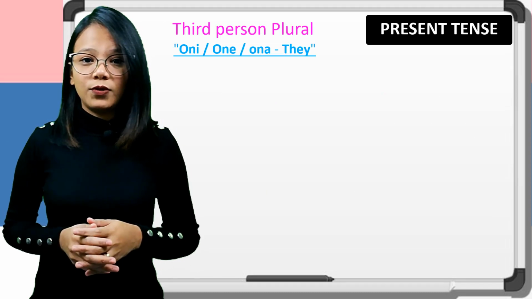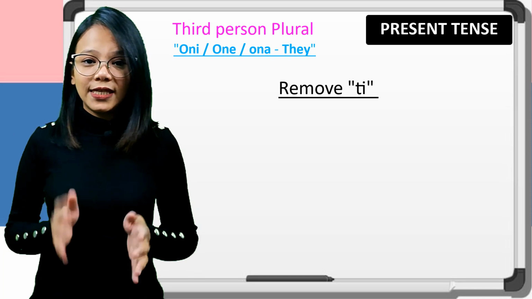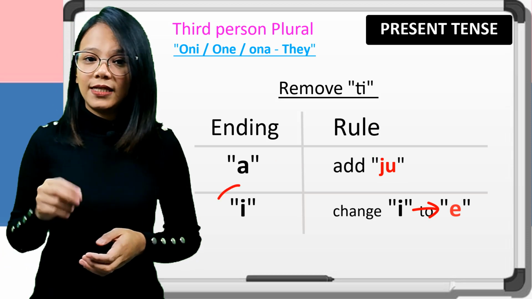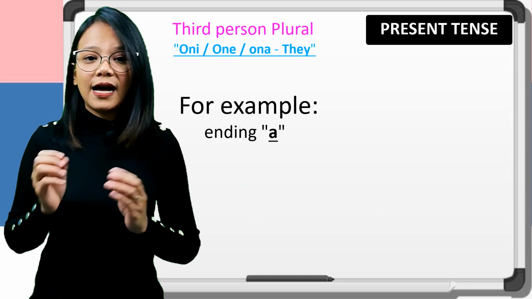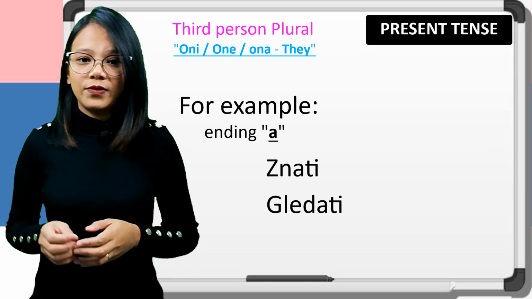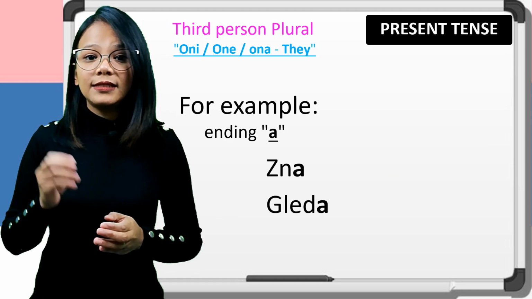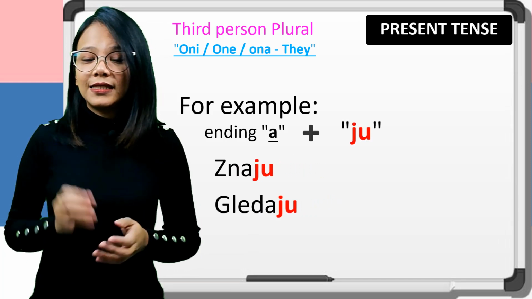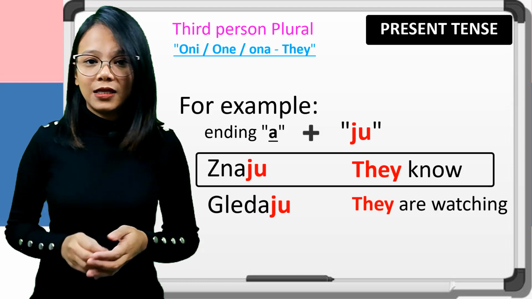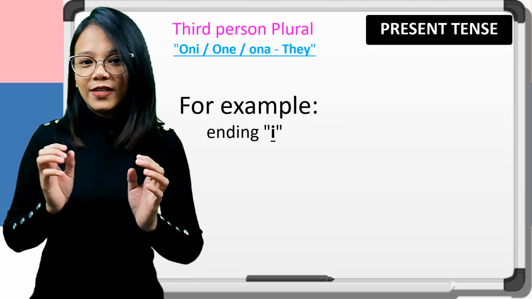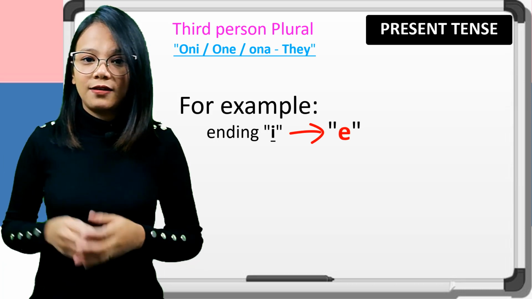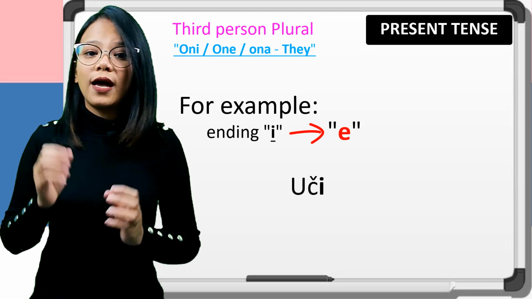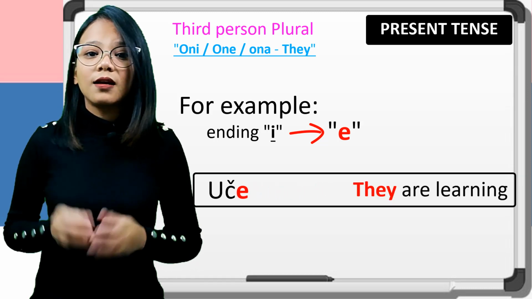For the third person plural, they, just remove T and add ju if the ending is a, or change the ending to e if the ending is e. For example, the ending a: znati, gledati. If you remove T, then the ending is a, zna, gleda. So we will add ju: znaju, they know, gledaju, they are watching. If the ending is e, then change it to e. For example, učiti, remove T, then change to e: uče, they are learning.